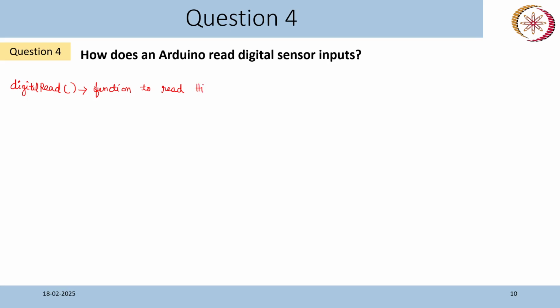high. So you can use your serial monitor to see what the value is. If you write your pin number here, say pin 1 you are using as an input pin, and you are using the digital read function, then in the serial monitor you will see whether it reads high or low.